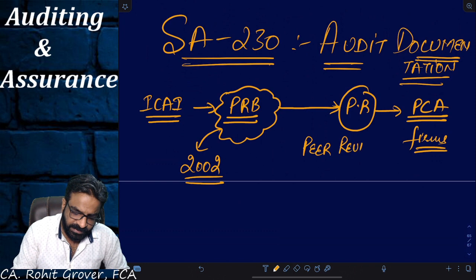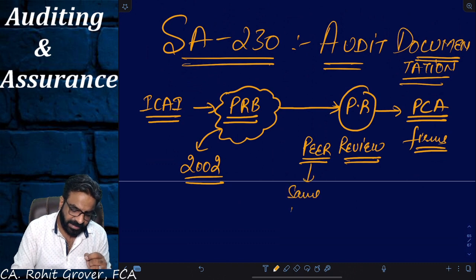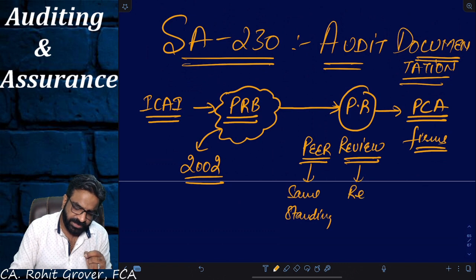The name of the concept is known as peer review. So sir, what do you mean by peer review? Peer stands for same standing and review stands for re-evaluation.